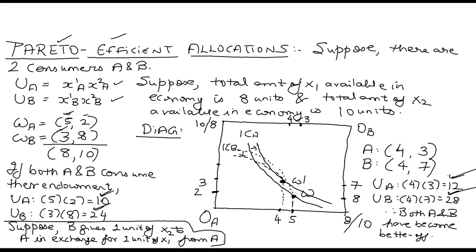So I want to ask, they will keep trading, but when will they stop? The question is, they'll continue to trade, but then when will they stop? When will they stop trading with each other? So that is our next question. They will stop trading with each other when both the ICs will exactly become tangent to each other. You can see A's ICs are going up, B's ICs are going down. A's ICs are going towards this region, B's ICs are going in this region. They'll stop when both the ICs will become tangent to each other.